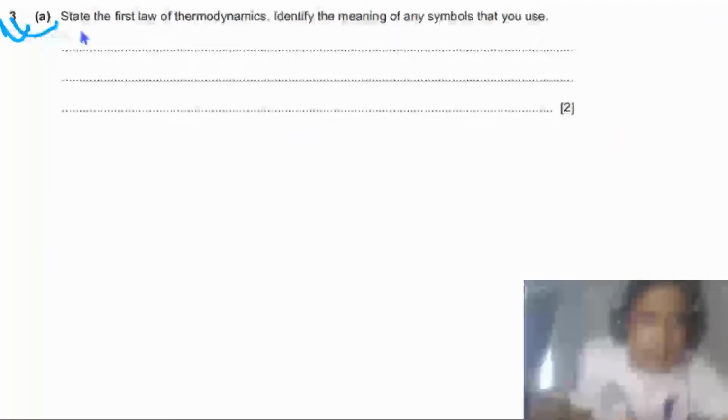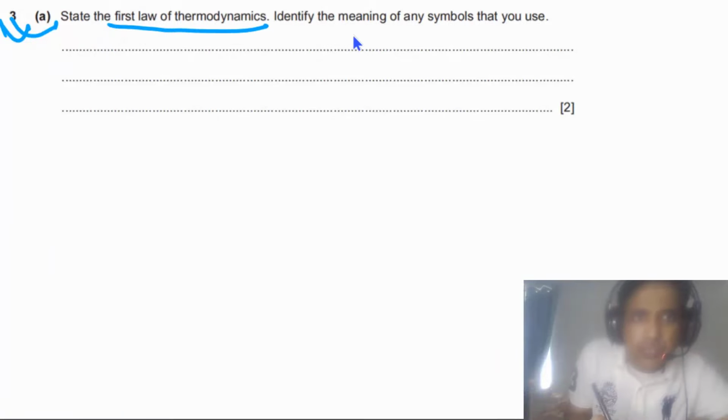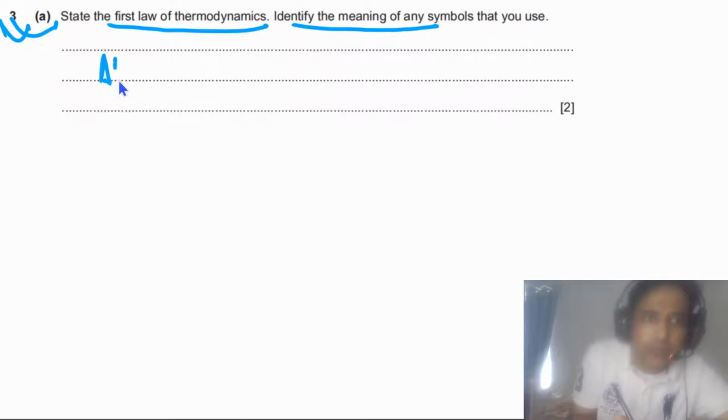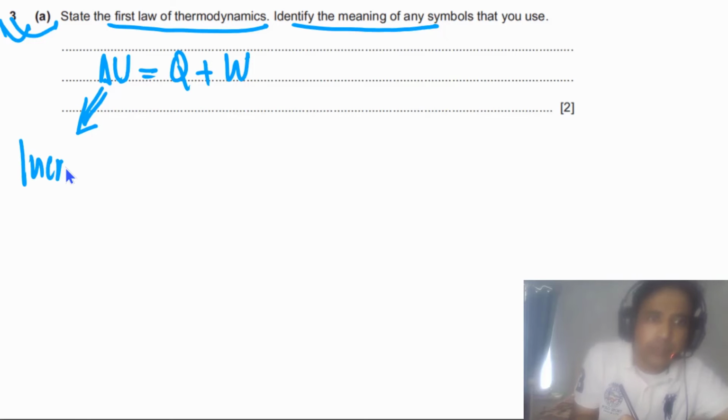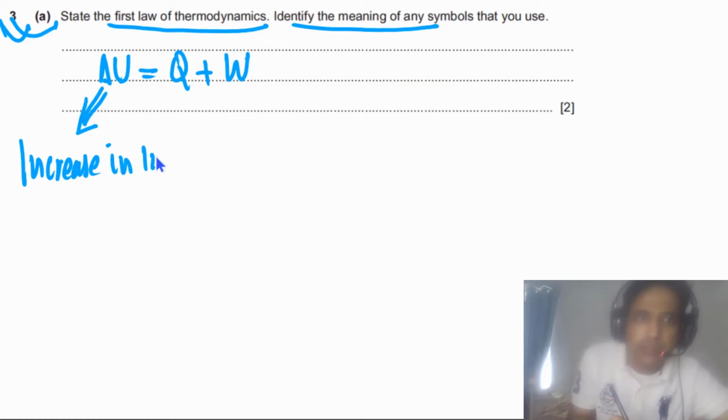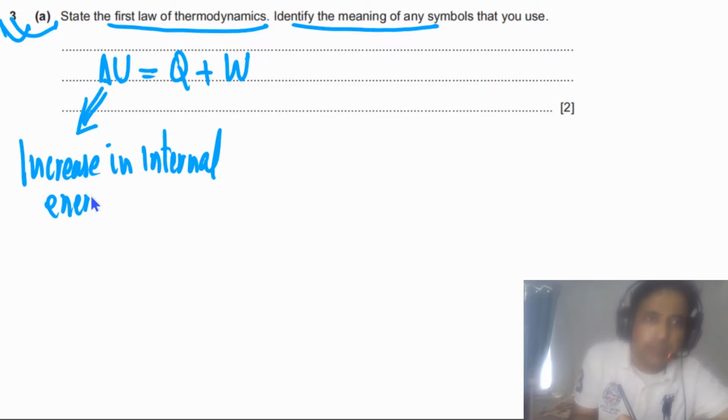Third question, part A, says state the first law of thermodynamics and identify the meaning of any symbols that you use. So first of all, we can write down the first law of thermodynamics: delta U is equal to Q plus W. Now we need to identify the meaning of these symbols. Delta U is the increase in internal energy, if this is positive.